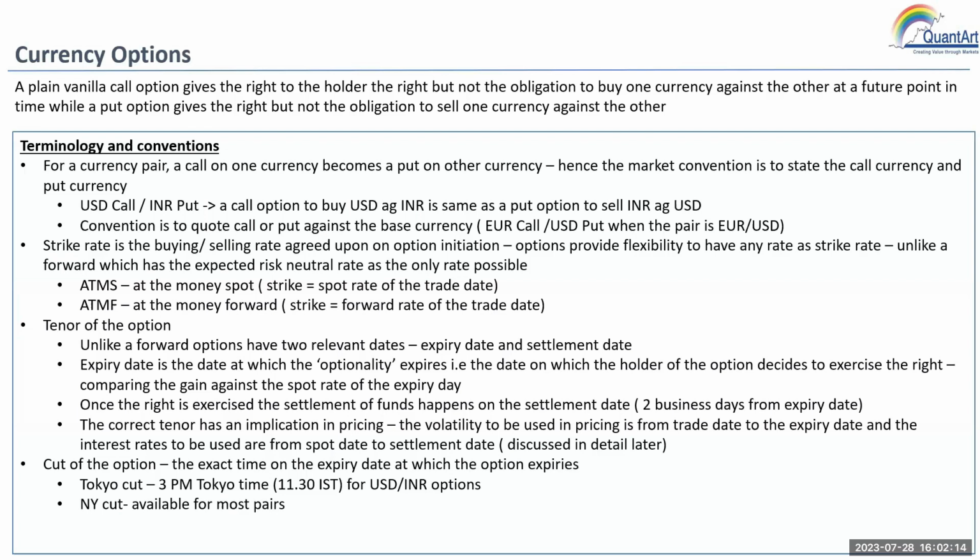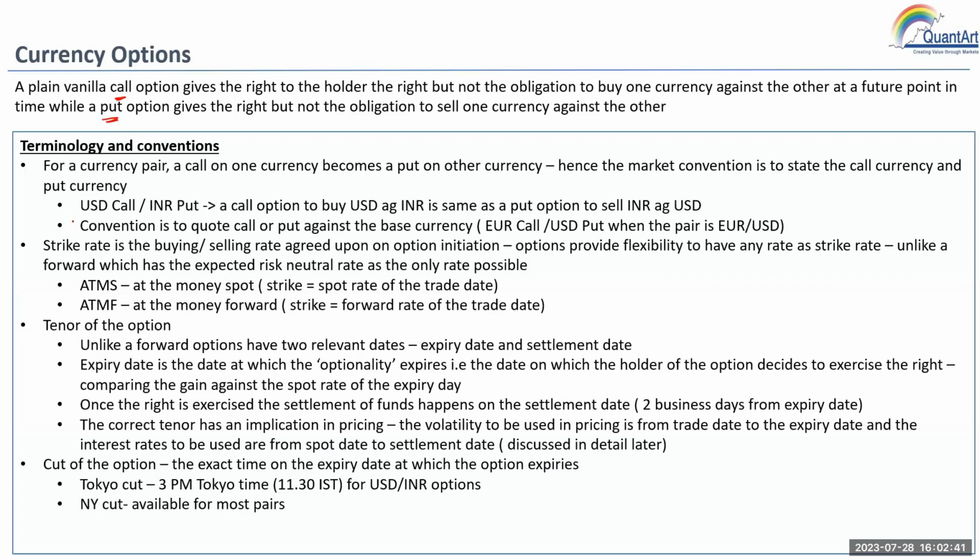So options are therefore very flexible that way, and very, very useful for corporate hedging, especially because of this feature that you don't have an obligation. So you can structure it in such a way that your view is laid out. So what are some basic things? Call option and put option, right? This is the first thing. A call option is a right to buy and a put option is a right to sell, and no obligation, right?